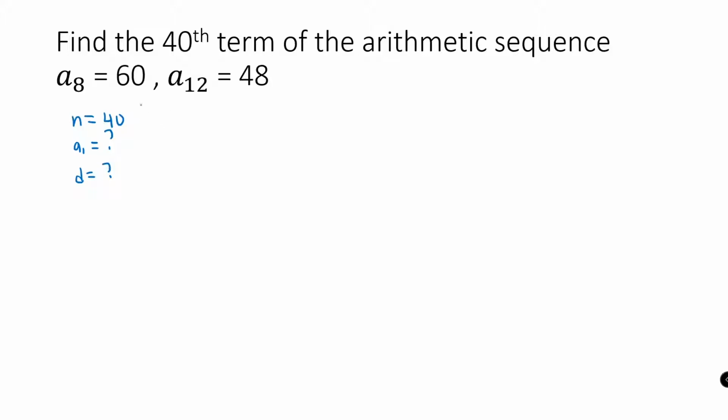So we were given these two numbers. We can use these two numbers and plug them inside the first formula and subtract them from each other to find d. So let's try doing that now. So a8 is equal to a1 plus n minus, oh sorry, this is supposed to be 8.